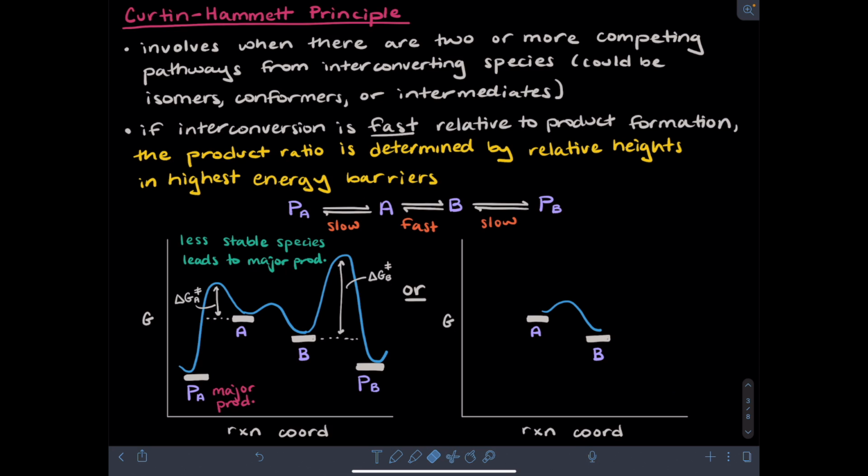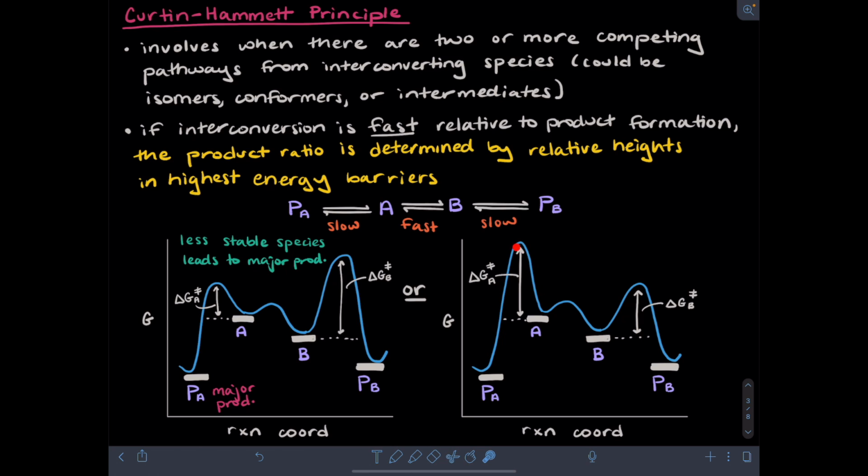Now let's consider we have the same energies for A and B, and the same low barrier going between the two. But now let's consider a scenario where the barrier going from B to product B is relatively low, and the barrier going from A to product A is larger, corresponding to a larger delta G double dagger value. In this scenario, it happens to be the case that the lower energy B leads to the major product, which is product B.